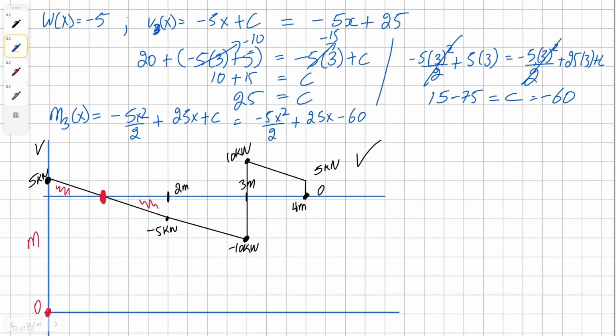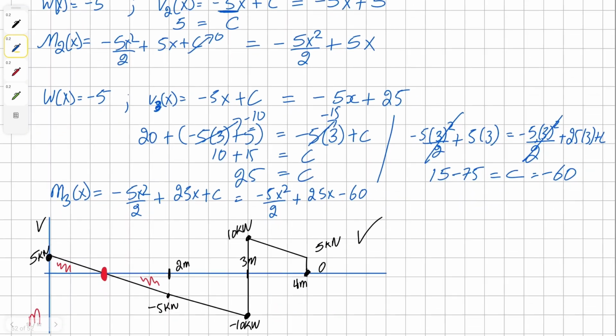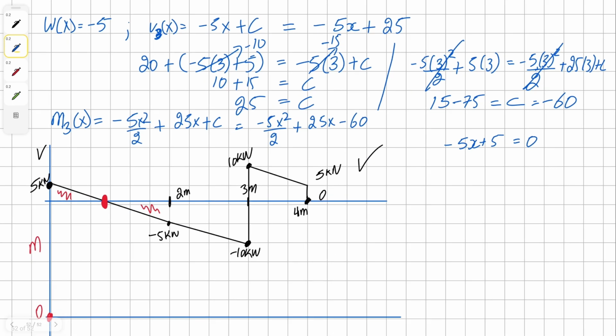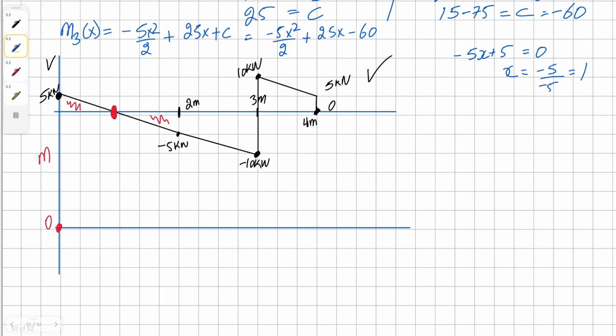So let's find our intersect. So for intersect, we need our, first of all, shear equation, which is negative 5x plus 5. And we want to find out where shear is 0. So we know that it's at 1. So now we know that the maximum point of the moment diagram is going to be at 1. And at 2, it's going to be 0.